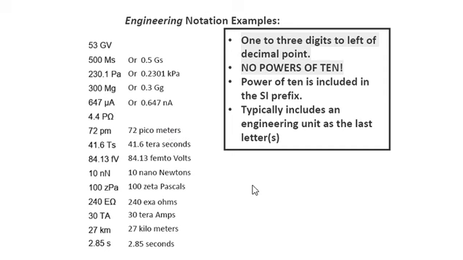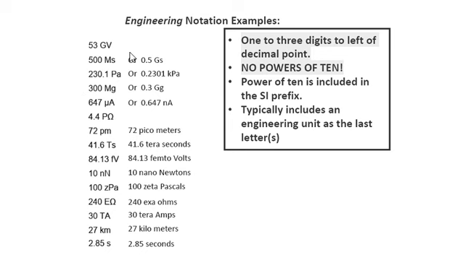So 1, 2, 3 digits to the left of your decimal point. When you carefully look at it here, this is 41, this is 84, and that's 2, and this is 230 point. So you can put 1, 2, 3 digits to the left of your decimal point, and that's alright. You can also start with 0, that is alright.